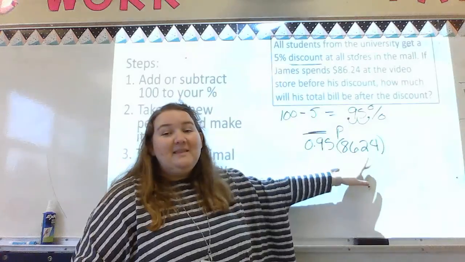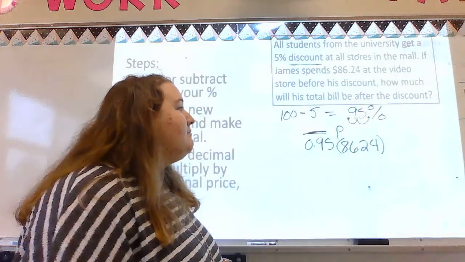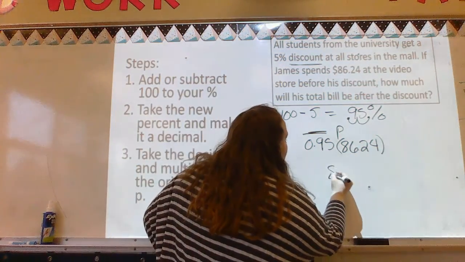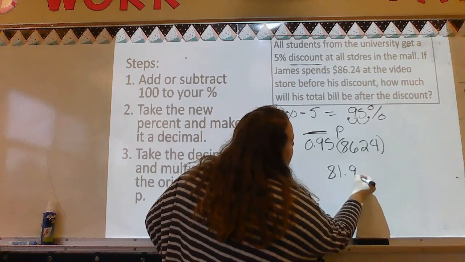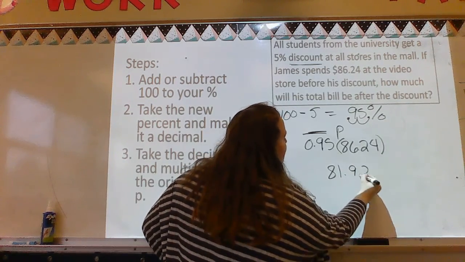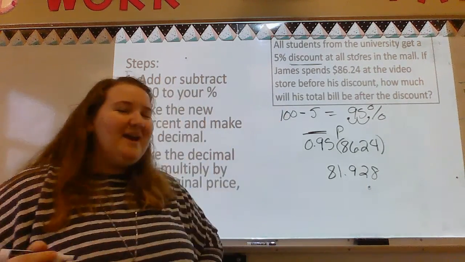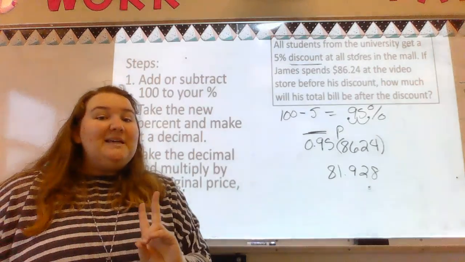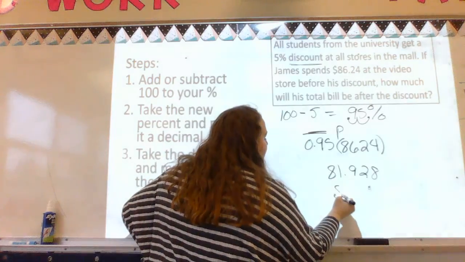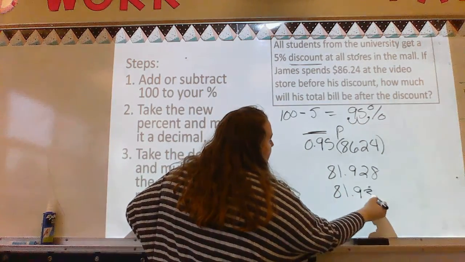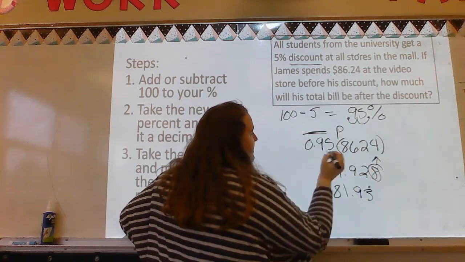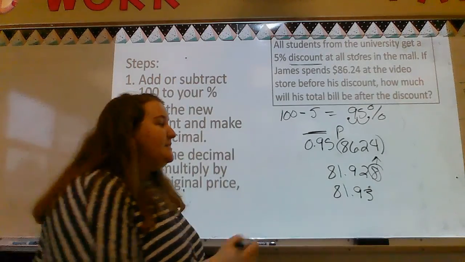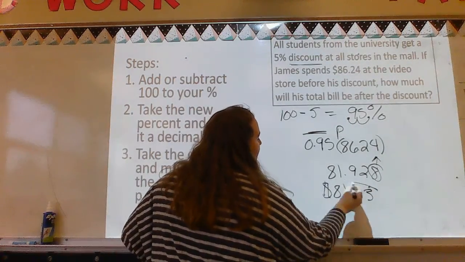Okay, so I'm going to multiply these out, and when you put them in your calculator and multiply them out, you get $81.928. And remember, it's money. Money can only have 2 place values, so I'm going to round to 81.93. The 8 makes me round up. Okay? And it's money, so I put a $ sign and I circle it.